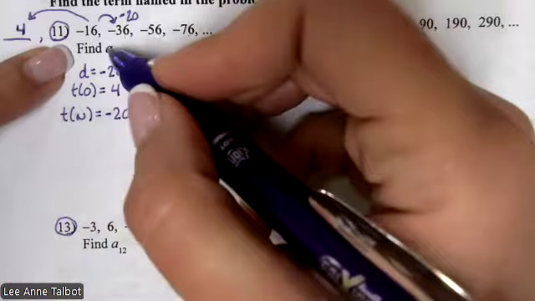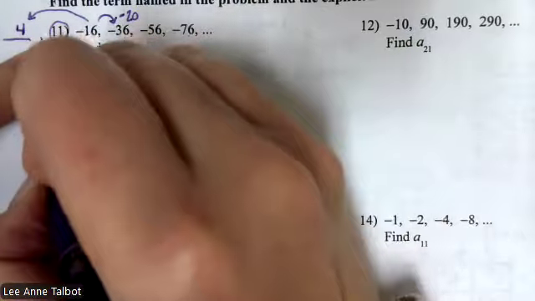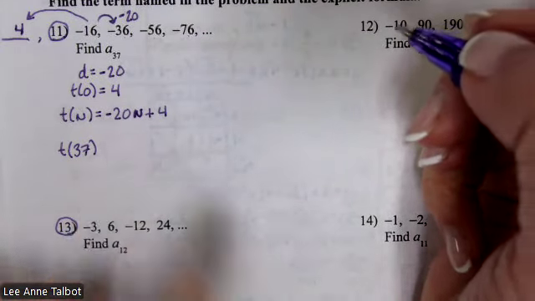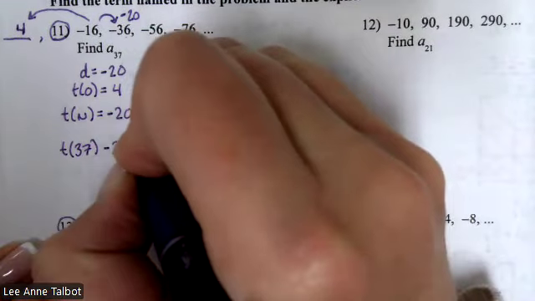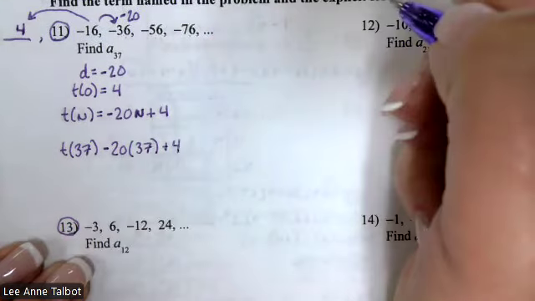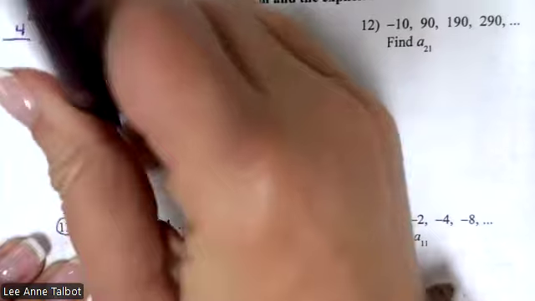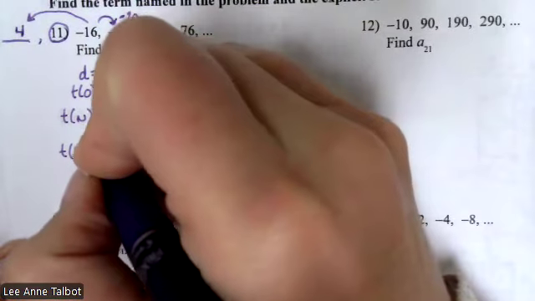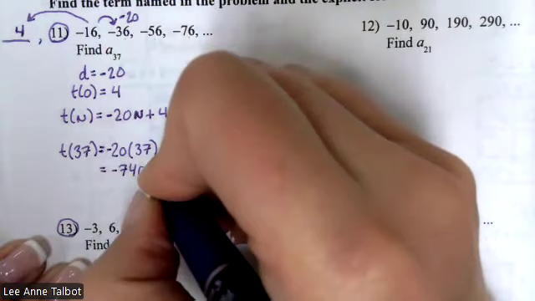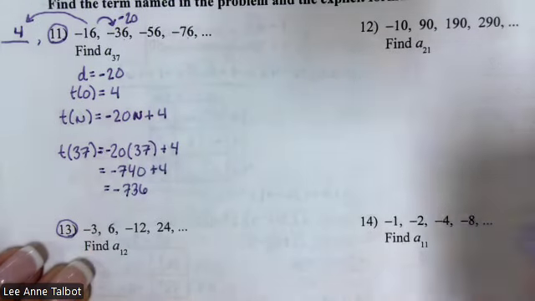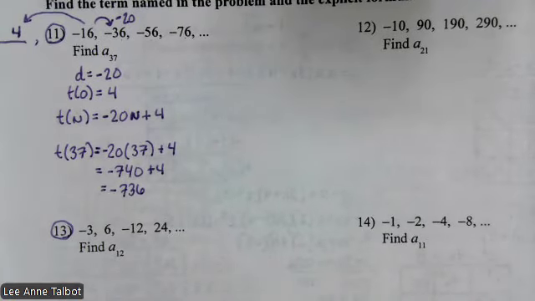Okay, and then when it says find A37, for our book, we say find term number 37, and we're going to plug 37 into here. I forgot the equals. Like they did this in Math 1? Yep. Okay, last question for this problem.